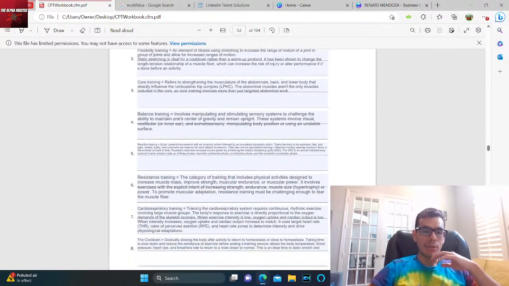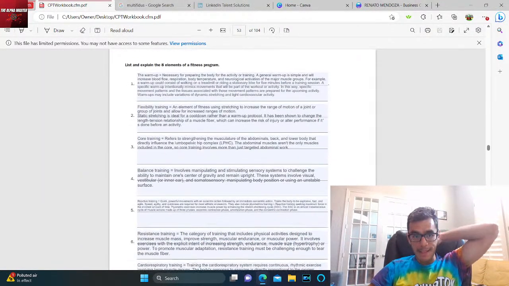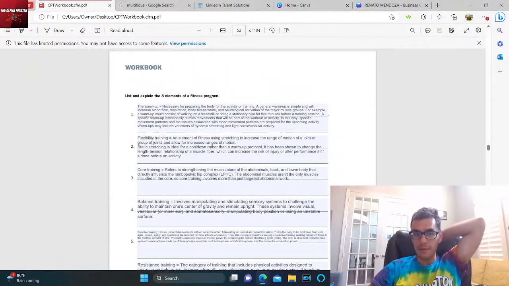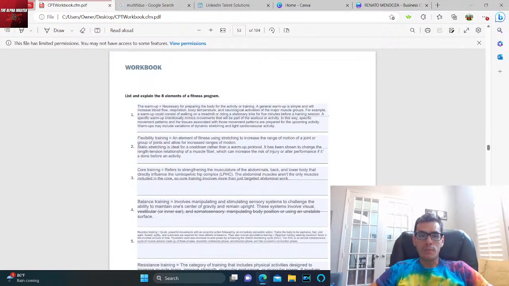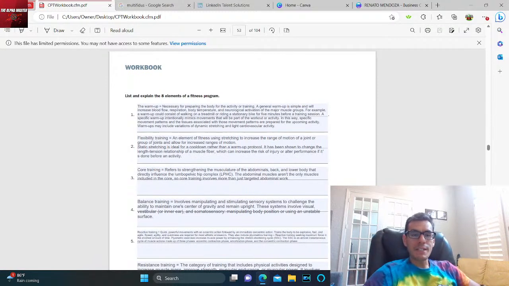Now, the 8 elements of a fitness program. List and explain the 8 elements of the fitness program. The warm-up is necessary for preparing the body for activity or training. A general warm-up is simple and will increase blood flow, respiration, body temperature, and aerobic activation of the major muscle groups. For example, a warm-up consists of walking on a treadmill or riding a stationary bike for 5 minutes before a training session. A specific warm-up intentionally mimics movements that will be part of the workout or activity.